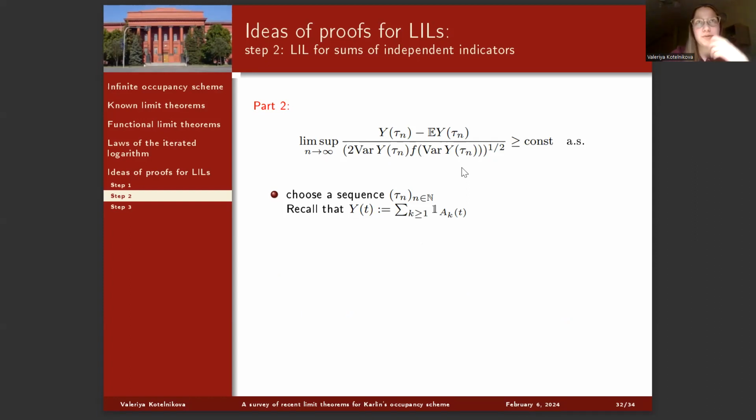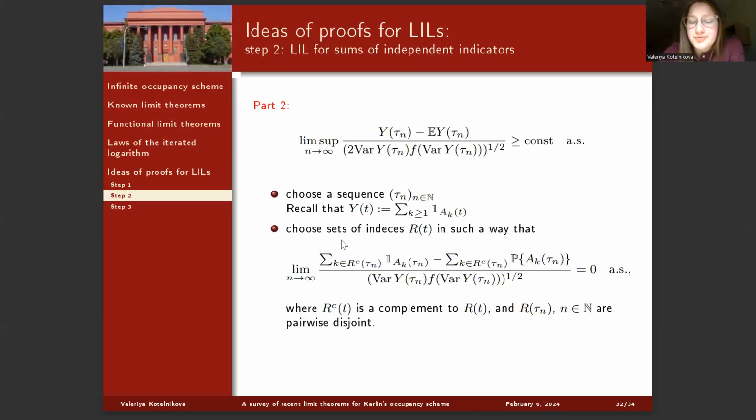We want two conditions to hold for the sequence tau n. To state those conditions, let's first recall that process y was the sum of those indicators calculated over all k which are at least one. We want to choose sets of indices Rt in such a way that this relation holds. And how can we explain this relation in simple words? In the numerator, instead of taking y of t as the whole sum over all positive integers k, you take it only on the complements of those chosen sets. And you want this sum calculated over complements to be negligible compared to the denominator.